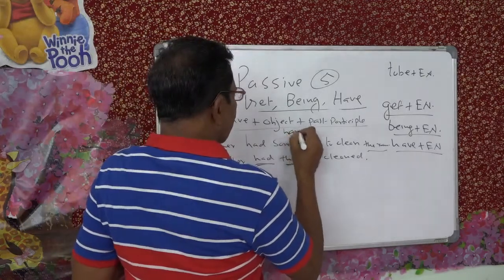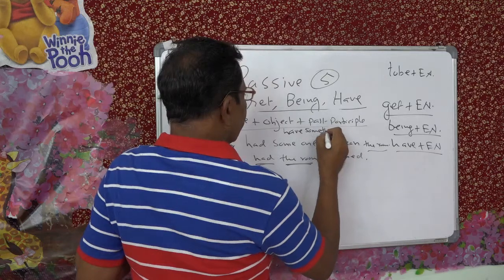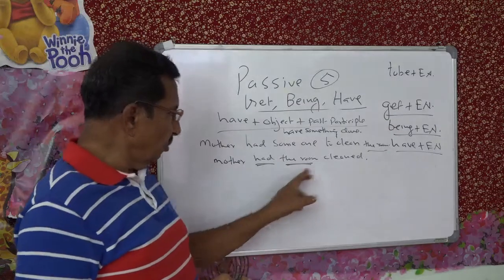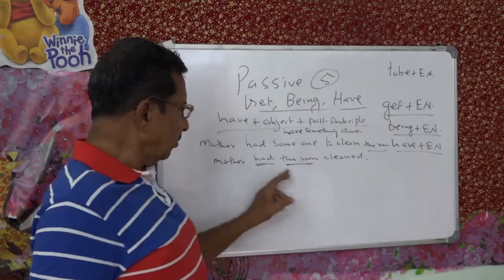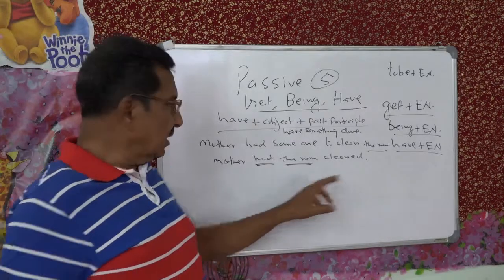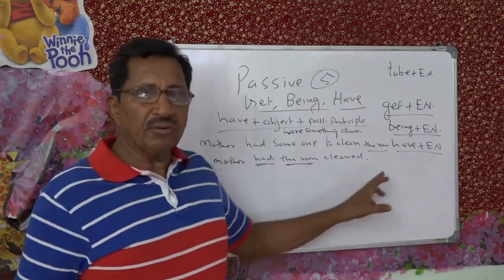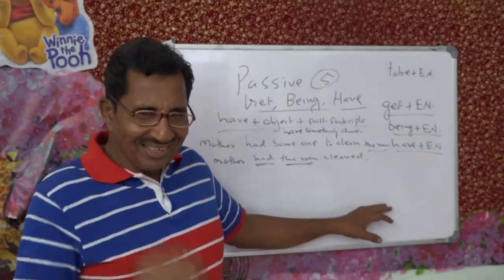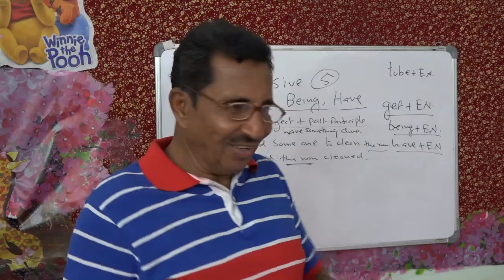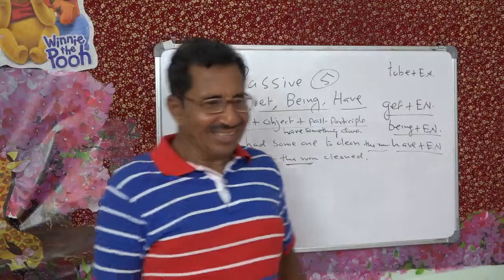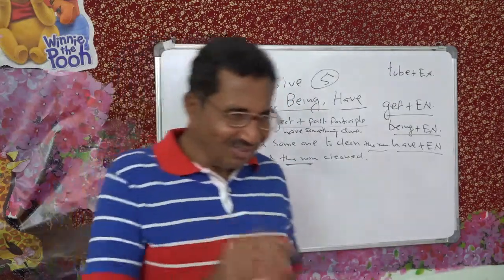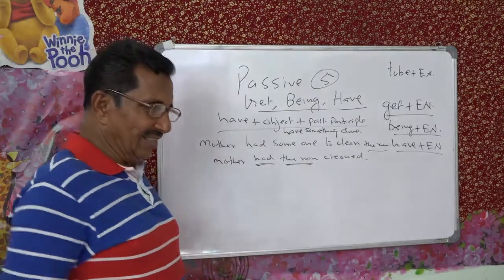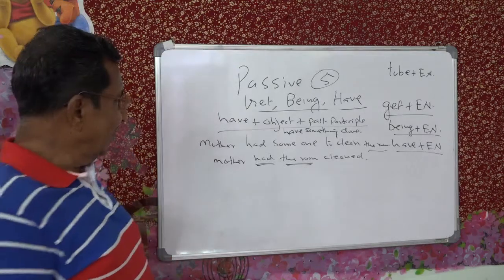Have something done. So here you can see, had the room cleaned. The teacher had the papers valued by somebody else. Not good to do. It should be valued by the teacher. But the teacher had no time, so he handed over the whole thing to his wife, and she valued it. Not a good thing to do. Okay, so the mother had the room cleaned. Like that. Did you get that point?